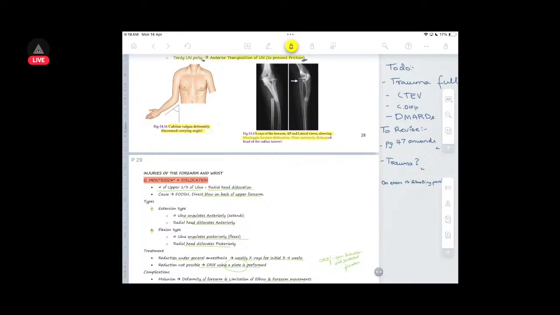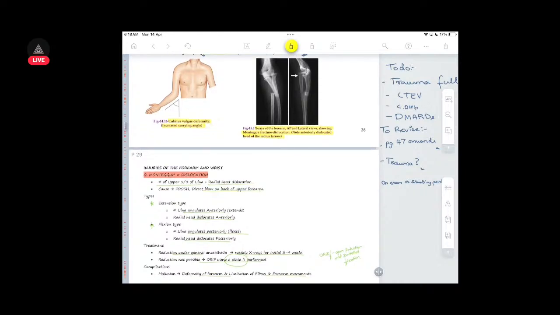Monteggia fracture dislocation. You have to see that anterior dislocation of the head of radius is shown.